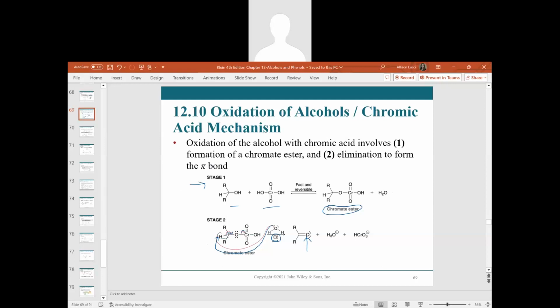The electrons that were in this bond with this hydrogen have moved to form that pi bond between the carbon and the oxygen here. And we also generate some byproducts. We have acid and this chromate byproduct as well.